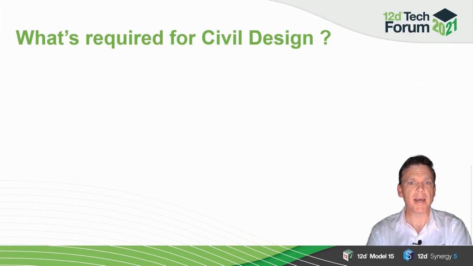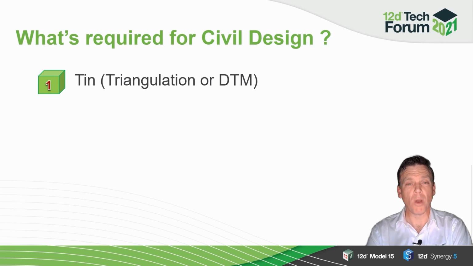So what's required in our civil engineering design? Well, I tend to believe there's sort of three building blocks that all projects need. The first one is a tin or a triangulation to start off with, giving us a ground surface, or some people refer to this as the DTM.